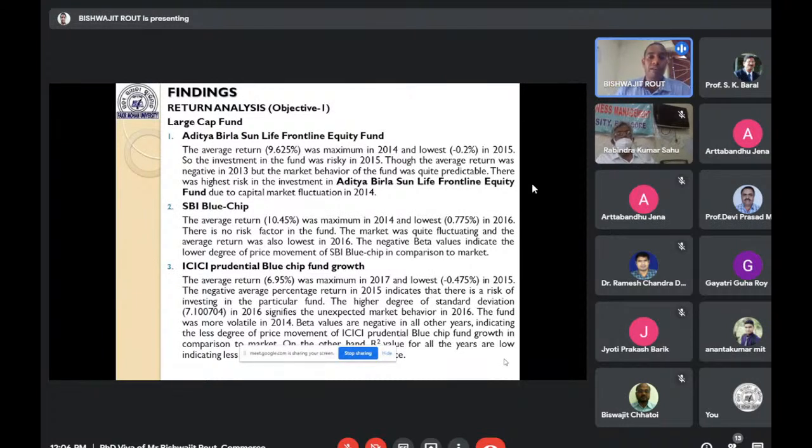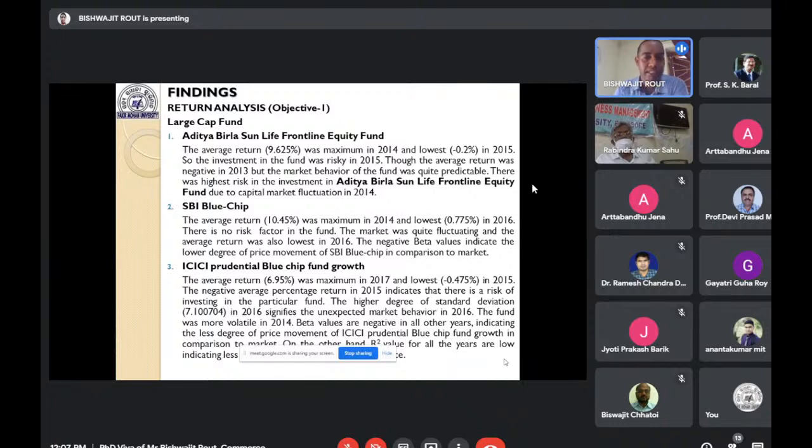There is no risk factor in the fund. The market was quite fluctuating, and the average return was also lowest in 2016. The negative beta values indicate the lower degree of price movement of SBI Blue Chip Fund in comparison to the capital market. So next one is ICICI Prudential Blue Chip Fund growth.